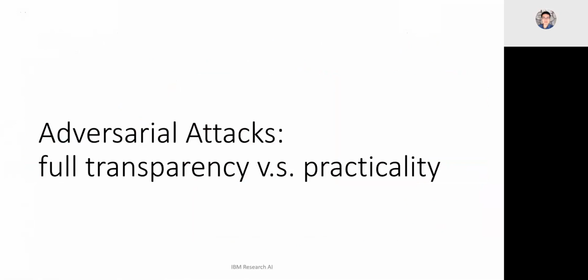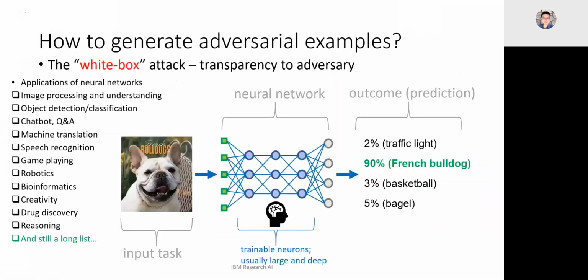Okay, so next I'm going to walk you through some adversarial attacks that have been developed in the past. How do we actually generate these adversarial examples? Researchers actually start from a white box approach. White box means everything is transparent to the adversary when you try to generate these adversarial examples, including your model's architecture and how your model is trained. So basically there is no secret to hide from an adversary.